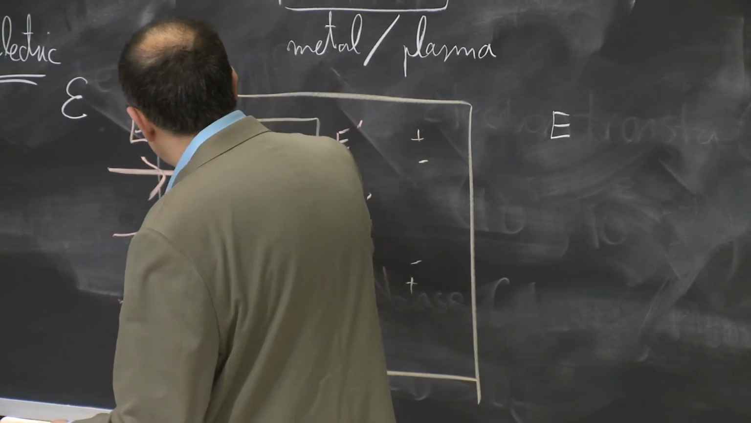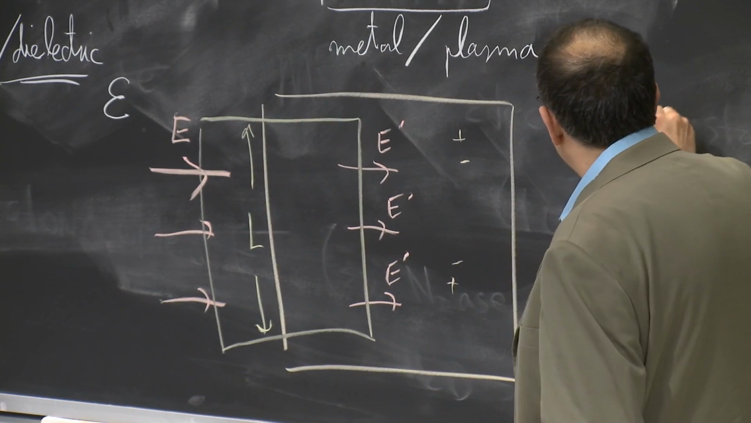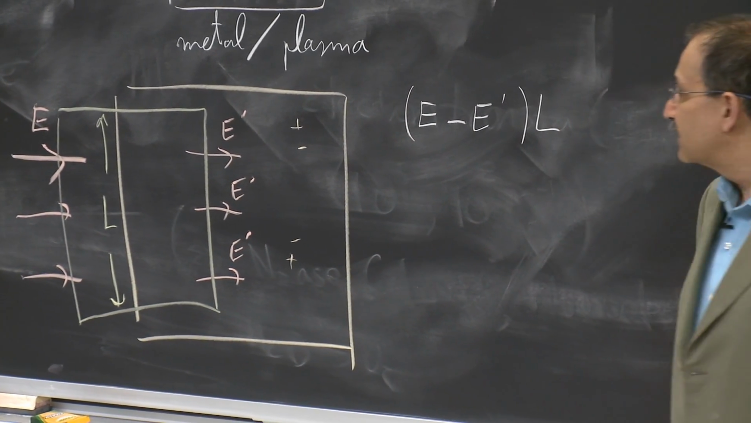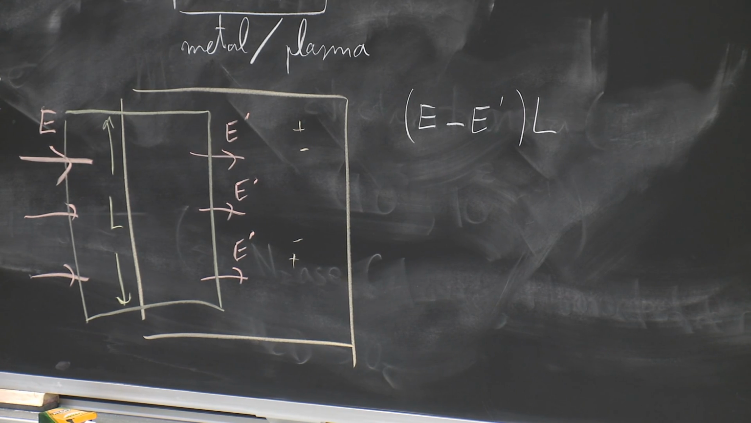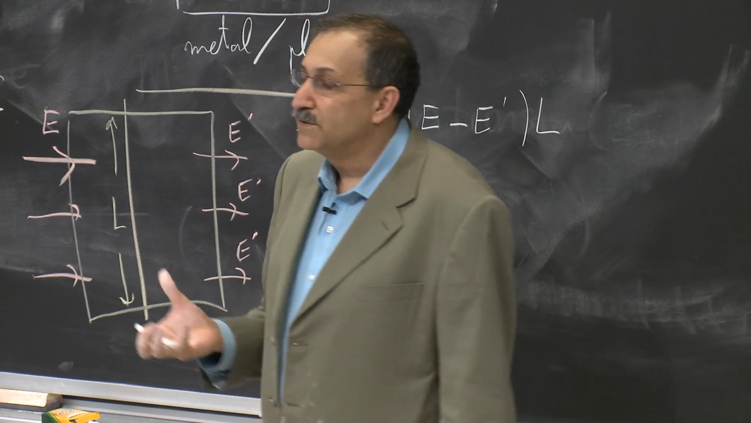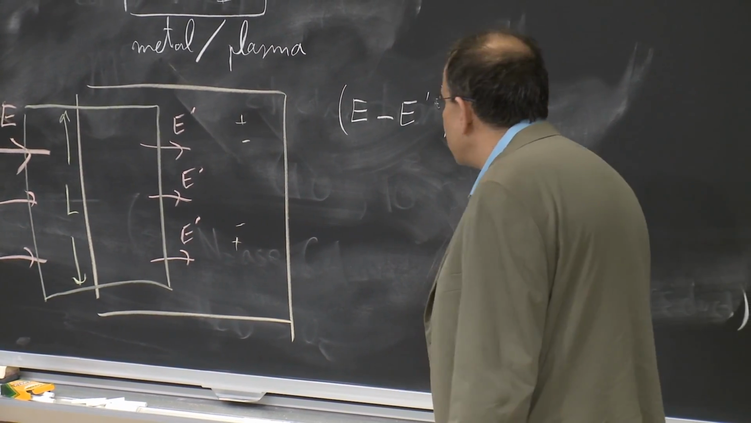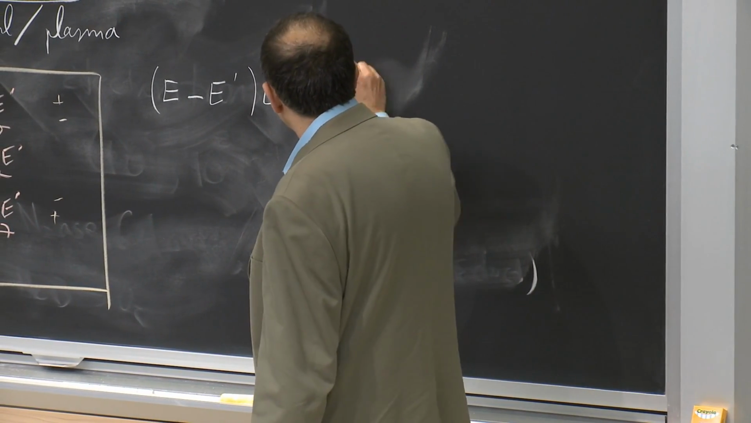If I call this distance to be L, the flux integrated through the entire thing is E minus E prime times L. So this is the integral of the divergence of the electric field. And by Gauss's theorem, this has to be the charge enclosed inside.